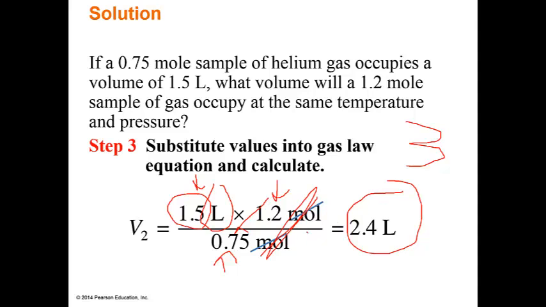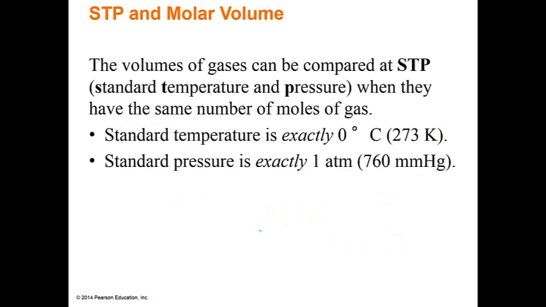Very good. So the volumes of gases can be compared at STP. STP stands for not Stone Temple Pilots, but standard temperature and pressure. When they have the same number of moles of gas, standard temperature is exactly 0 degrees Celsius or 273 Kelvin, and standard pressure is exactly 1 atmosphere or 760 millimeters of mercury or 760 torr. Okay, I really do like the word torr just because it's easier to say.